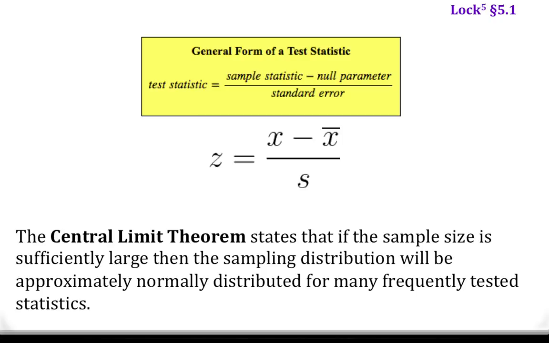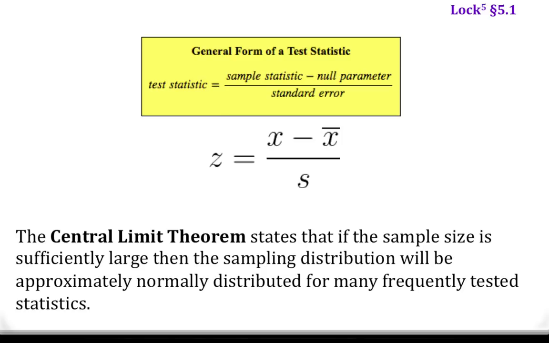The central limit theorem states that if the sample size is sufficiently large, then the sampling distribution will be approximately normally distributed for many frequently tested statistics. All of the statistics that we looked at so far in this course do fall into a normal distribution if the sample size is sufficiently large. So for one sample mean, one sample proportion, the difference in two means, the difference in two proportions, the slope of a simple linear regression model, and Pearson's R correlation, if the sample size is sufficiently large, then the sampling distribution will be approximately normal.